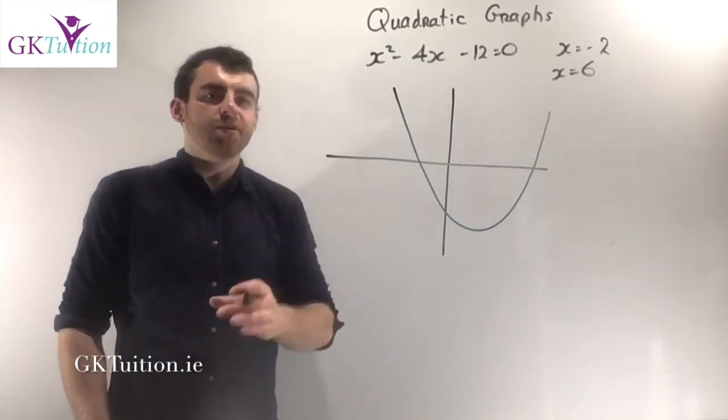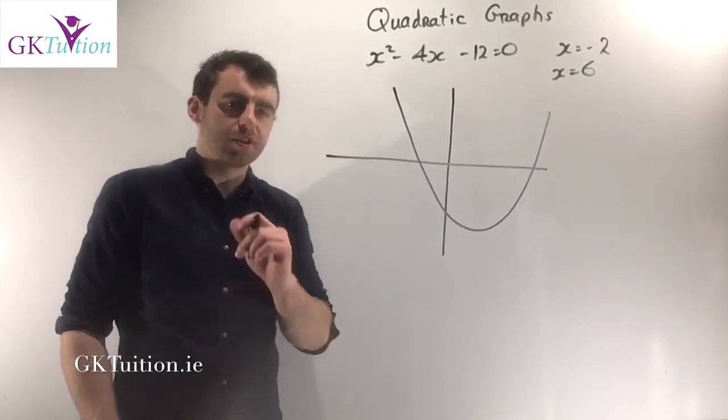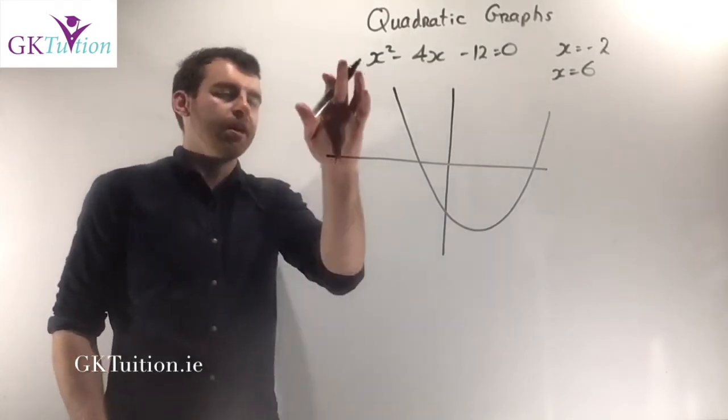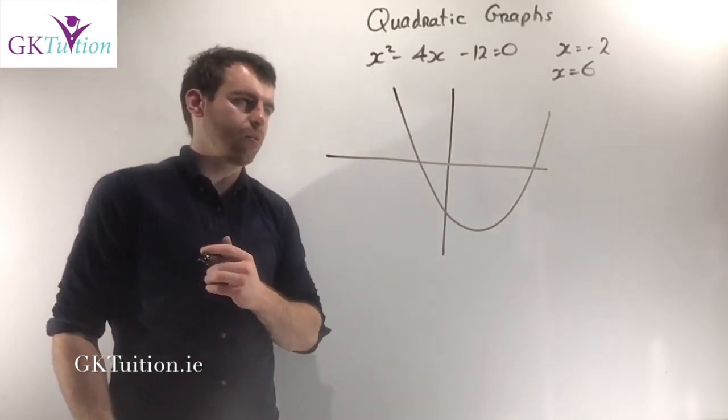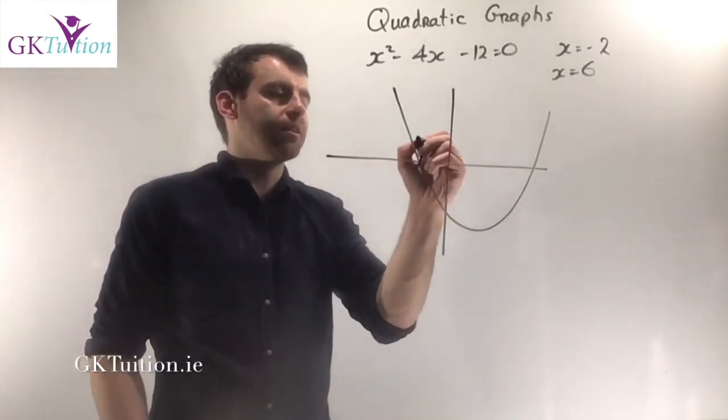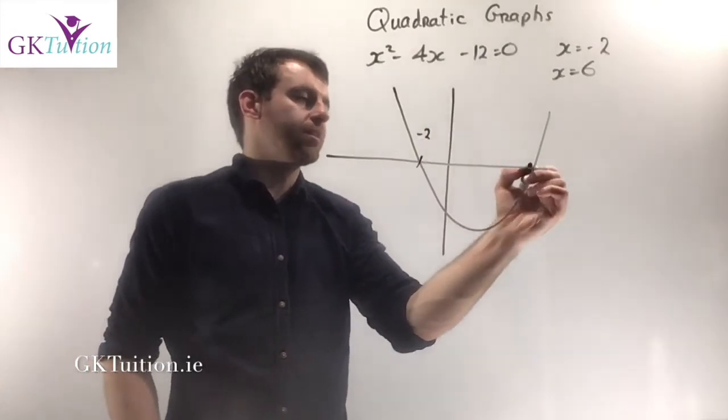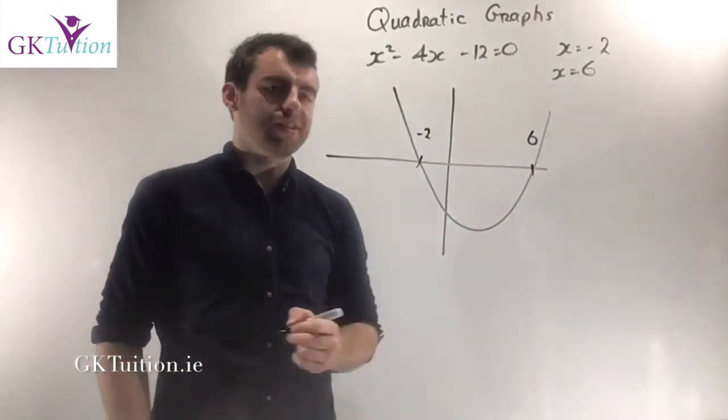So an x to the power of 2 is the one that we mainly talk about at junior cert, and it has one turning point. It's either a U shape if it's a plus x squared, or it's an N shape if it's a minus x squared. And a quadratic tends to have two roots. In this case, x equals -2 or x equals 6.